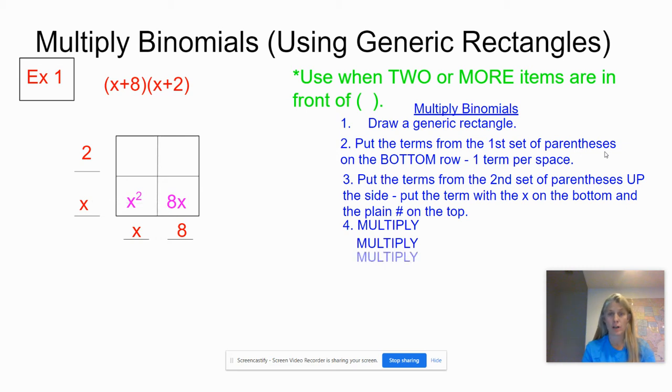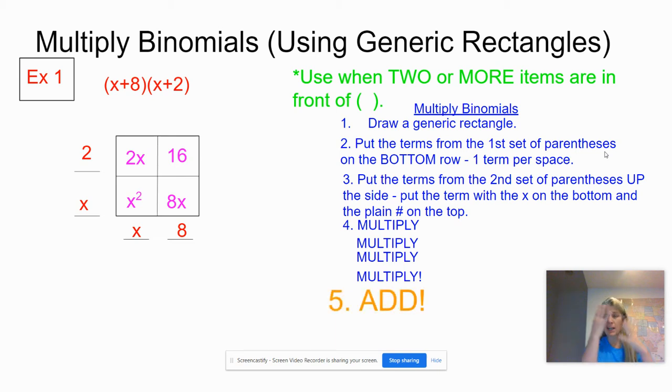Now we're going to, shockingly enough, multiply again. Now we're going to multiply your x times your 2. X times 2 is 2x. And we're going to finish up by multiplying a 4th time. And that is 8 times 2, and our 8 times 2 is 16.